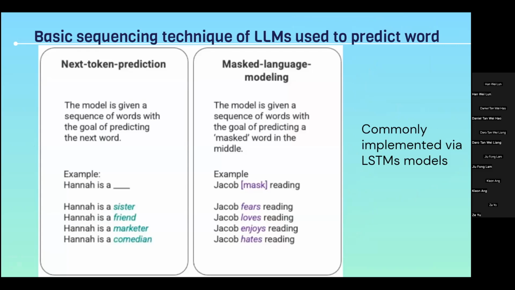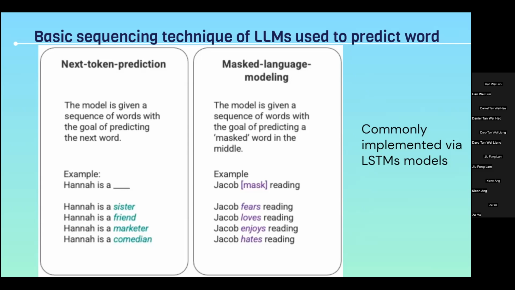They use basic sequencing techniques to predict words, like next token prediction. So I give a suite of words, like a corpus of words, and then I want to predict the last word. Whereas for masked language modeling, it's the creation of a sentence where there'll be a word in between. So this is generally another kind of prediction system.